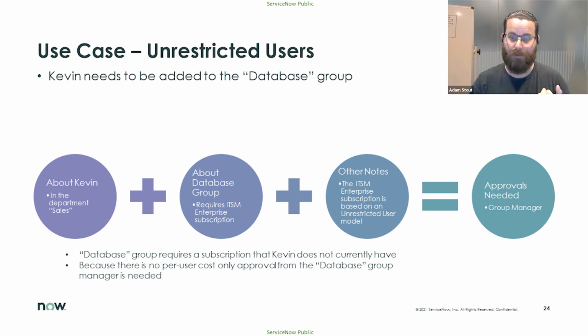So there's no approval from a process owner because there's no impact. Kevin's manager doesn't need to approve it because it's not per user. We're not paying per user. So we just have the security access. So with one flow, we were able to put in these different checks so that no matter who asked to be added to any group, we have the right level of approvals.